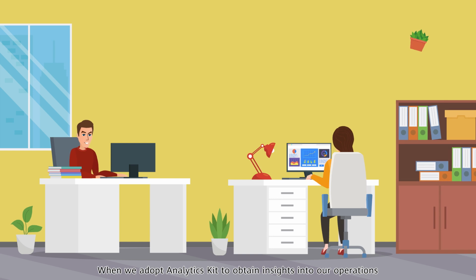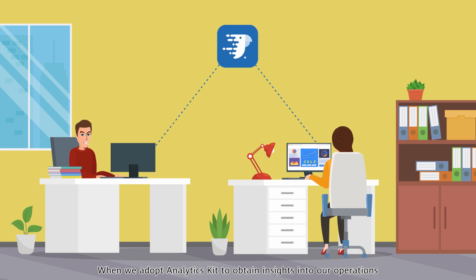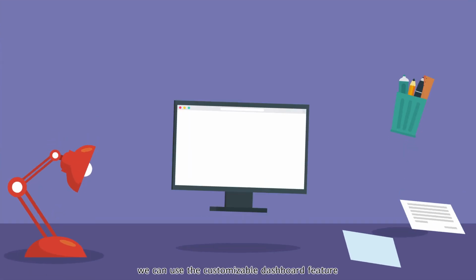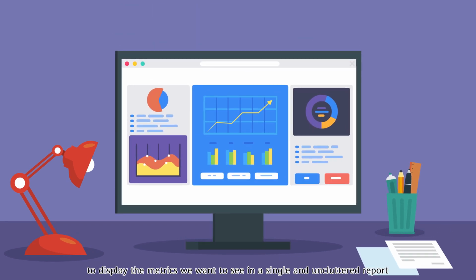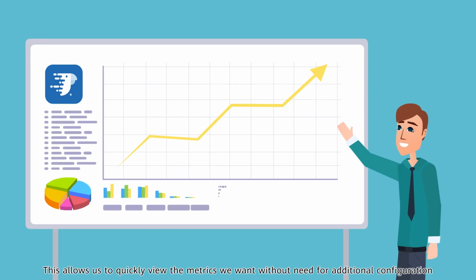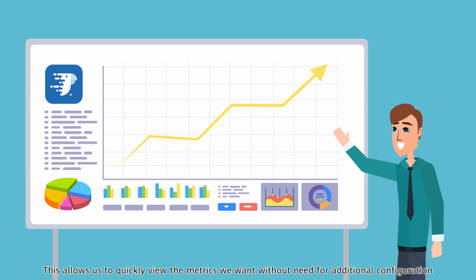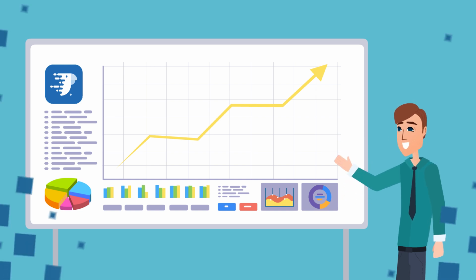When we adopt Analytics Kit to obtain insights into our operations, we can use the customizable dashboard feature to display the metrics we want to see in a single and uncluttered report. This allows us to quickly view the metrics we want without the need for additional configuration.